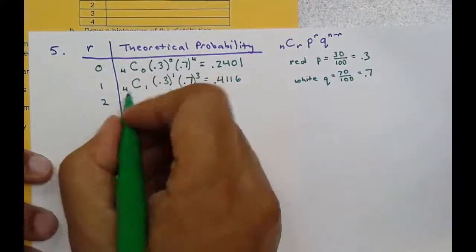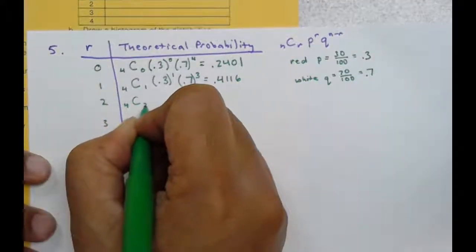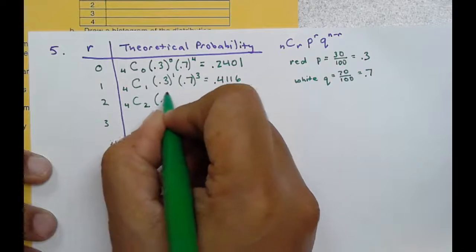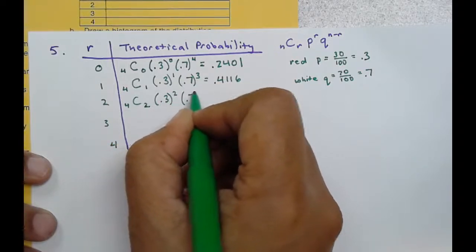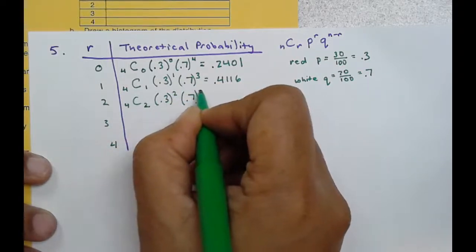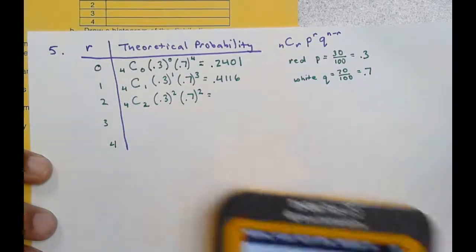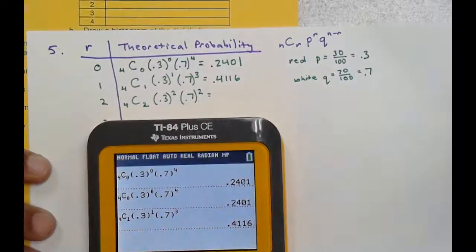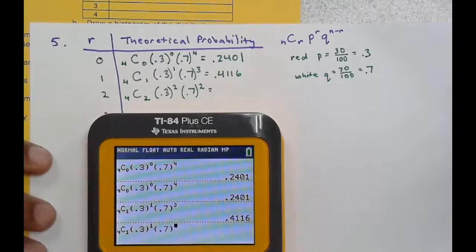And then likewise, we're going to do the same thing for 2. So we have 0.3 squared, 0.7, and 4 minus 2 is 2. So we're going to have basically 2 red and 2 white. So again, I'm going to use my graphing calculator, plug in the 2's.